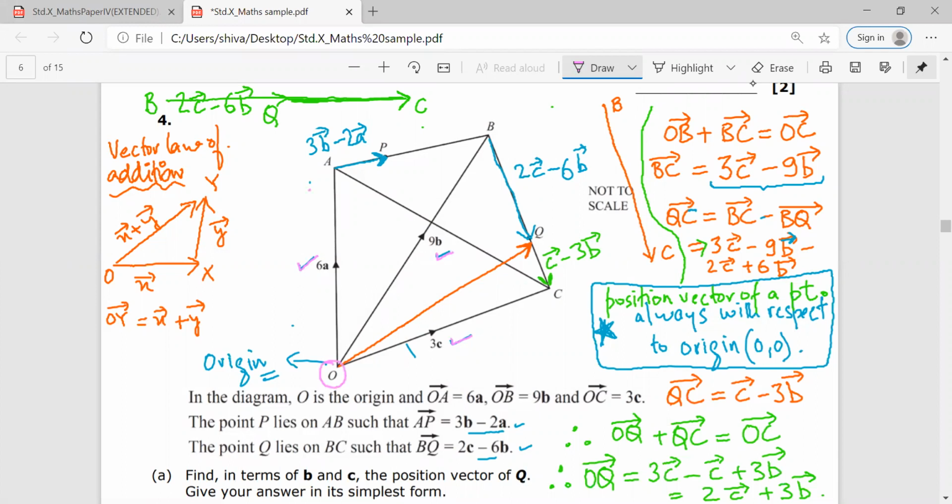The point P lies on AB such that the vector AP is 3B minus 2A, and point Q lies on BC such that BQ is equal to 2C minus 6B. So this vector BQ is equal to 2C minus 6B.